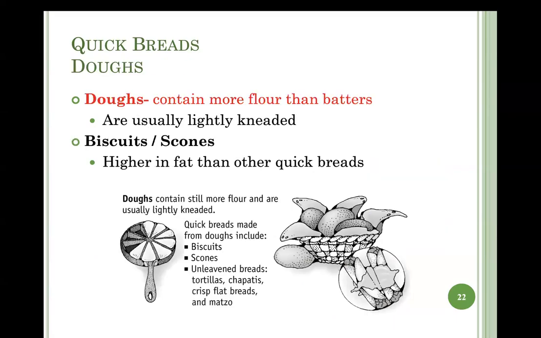Super delicious. When we're looking at our doughs, all right, our doughs are going to be a little bit thicker, so they do contain more flour than our batters do. And these are typically kneaded, all right? We are able to handle them on a flat surface. We can manipulate them, we can shape them, and so on. Biscuits and scones are typically higher in fat than our other quick breads, but you can make them less fatty, less rich if needed. So our doughs, we have our biscuits, scones, and our unleavened breads, such as matzo bread, our flatbreads, tortillas, and chapatis.